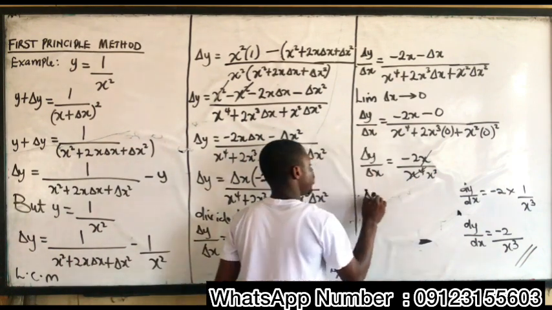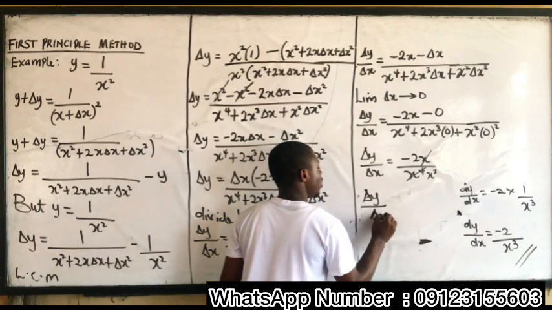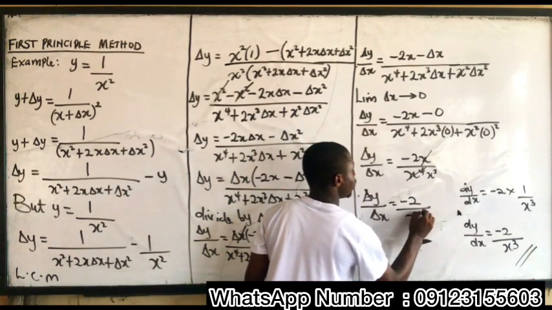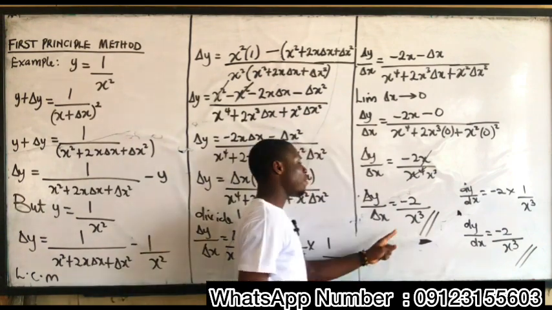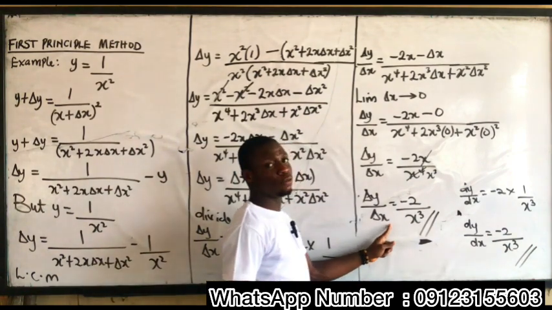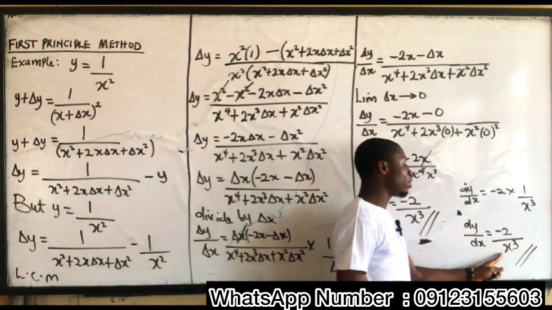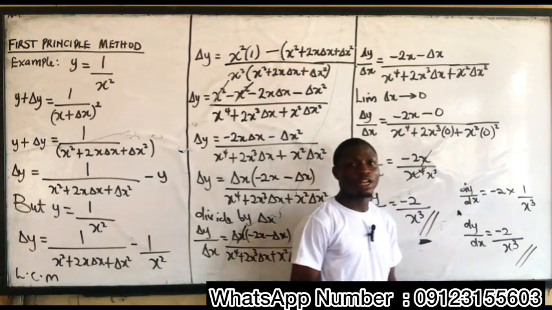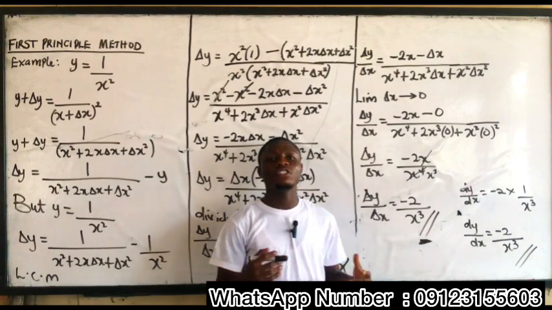So hence, my change in y over change in x is equal to minus 2 over x cubed. Here's my answer after applying the first principle method. Also, when I did the general method, I had the same answer. So here's how to solve a problem under the first principle method of differentiation.